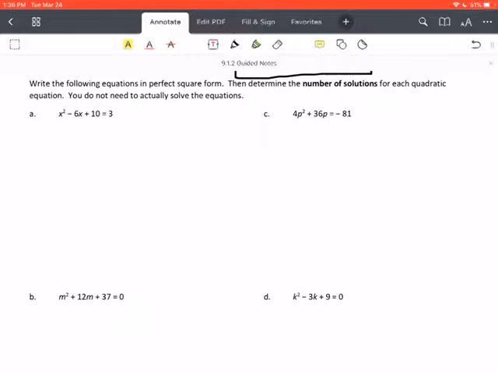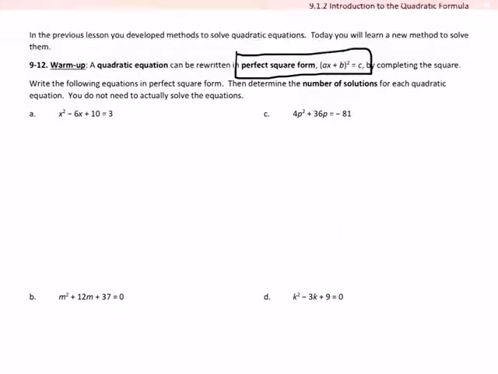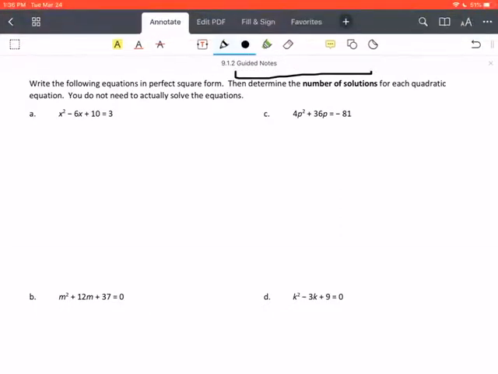But the instructions say to write the following equation in perfect square form, and then our goal is to determine the number of solutions for each quadratic. We don't actually have to give what those solutions are. So we are determining the number of solutions. So go ahead and pause the video if you recall from yesterday's lesson how we complete the square to look at the solutions to each equation. If not, keep me rolling and work with me.